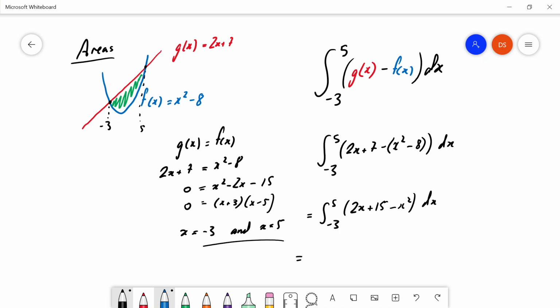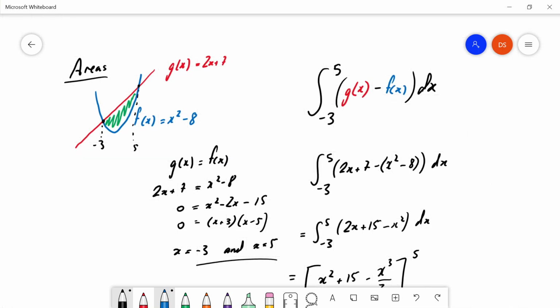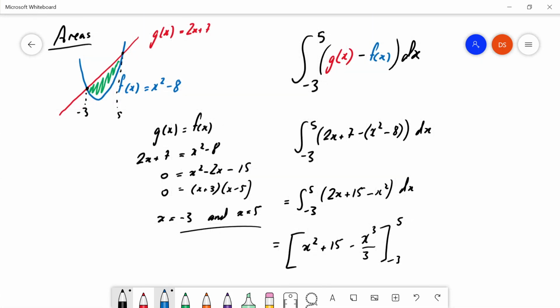And if I integrate, I get x squared plus 15x minus x cubed on 3, from negative 3 to 5. I'm not going to do more; I'm going to let you substitute and work these out. But the point is, I will work out that area between them if I just use this formula: the limits of where they intersect, and the one that's on top minus the one that's on the bottom.